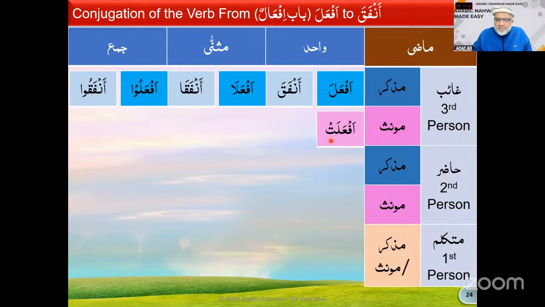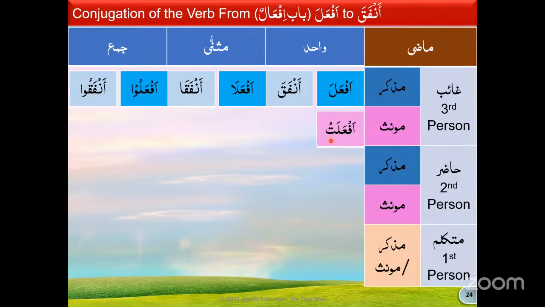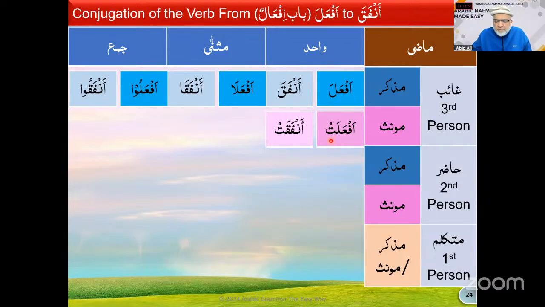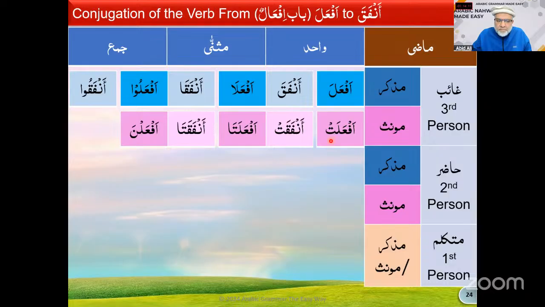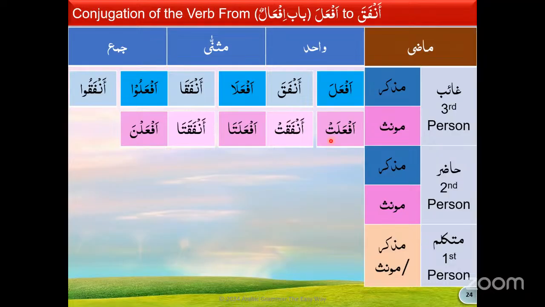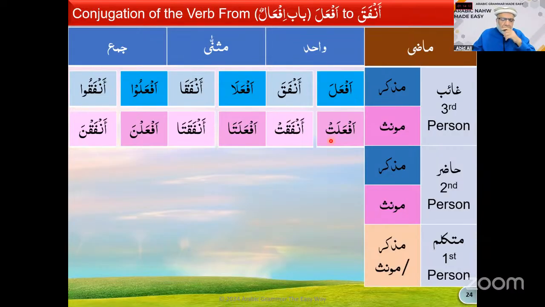Af'alat? Anfaqat. Anfaqata. What is the meaning of anfaqat? She spent in charity, female, she did charity. Or she spent in charity. Okay. Af'alata, anfaqata. Very good. Af'alna, anfaqna. All right. Okay, good. Brother Tahir, let's do the second one.